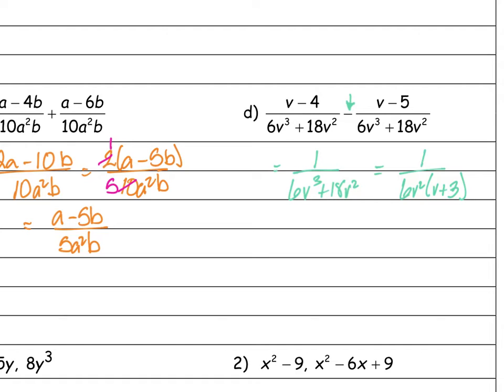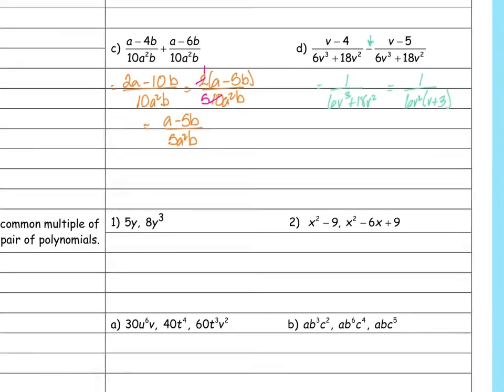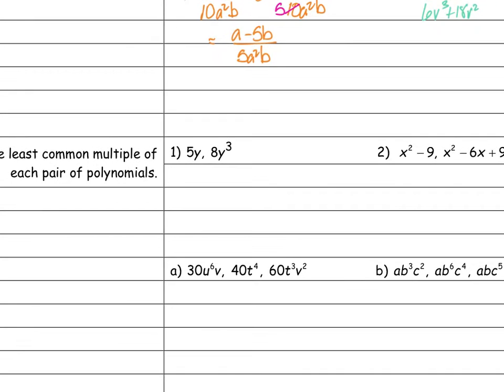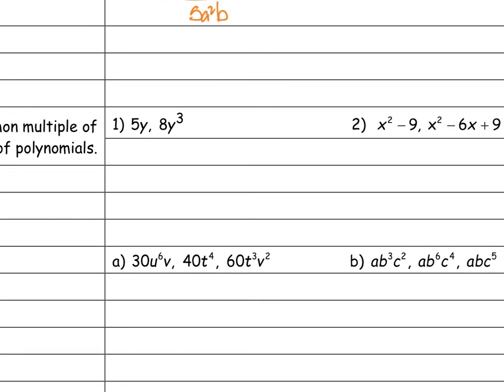Okay, so now we're going to move to something that's going to help us with unlike denominators, and they just want us to find the least common multiple of each pair. Sometimes there's more in each set of polynomials. So basically, I want to find the smallest thing that all of them go into. So what's the smallest thing that both 5y and 8y cubed go into?